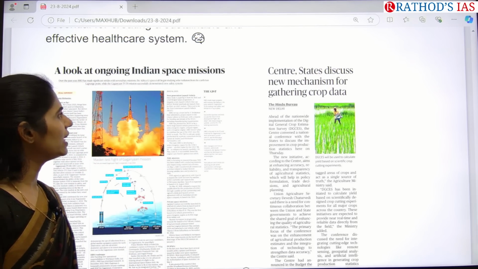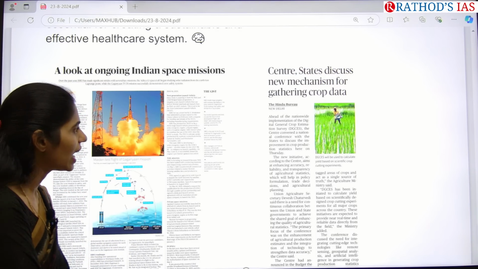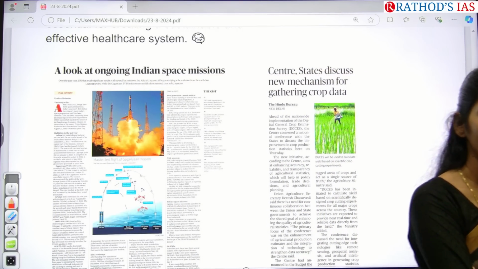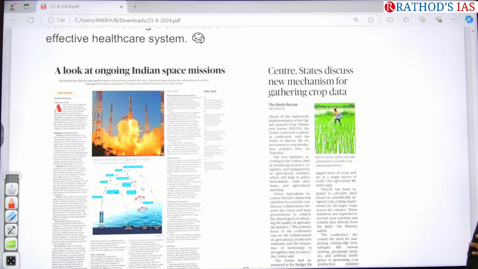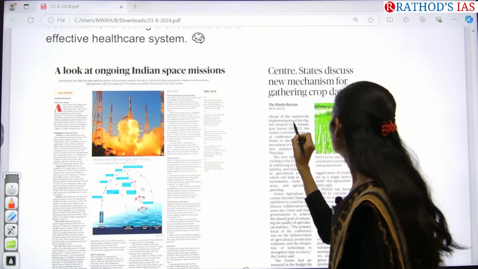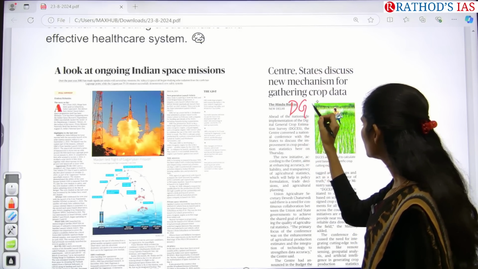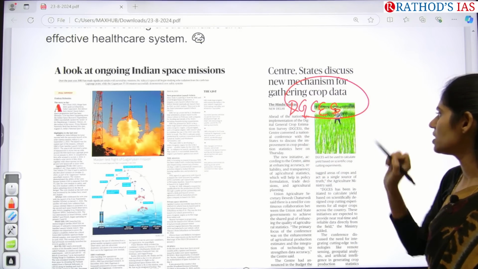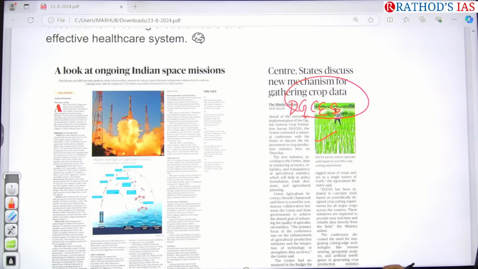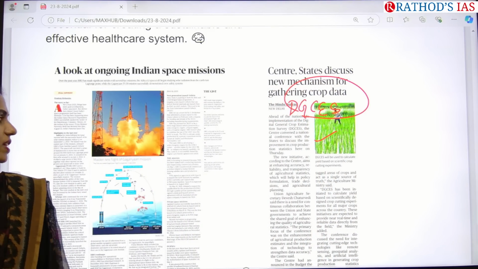And the next one here is Centre, states discuss new mechanism for gathering of crop data. So is gathering of crop data important for India? Why do we need this crop data? Actually the government is implementing, note this down, the Digital General Crop Estimation Survey, DGCES. It is a national conference convened by the Centre where the states can discuss improvement in crop production statistics. So actually it is a very new initiative of the central government.